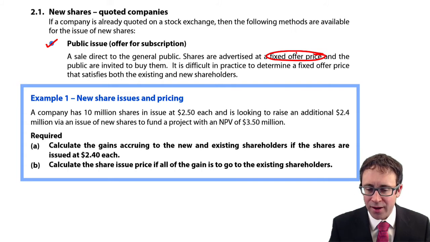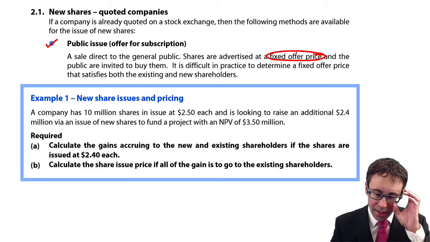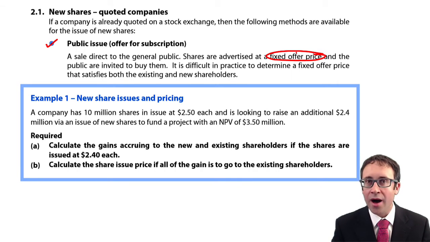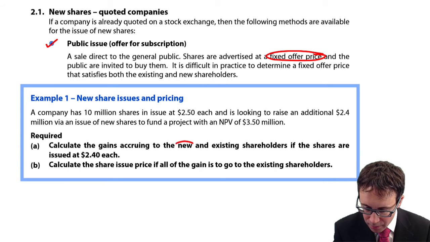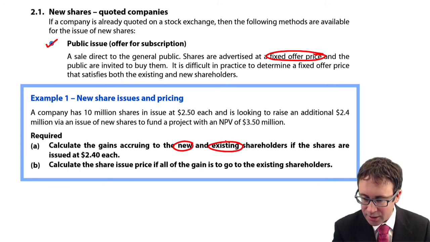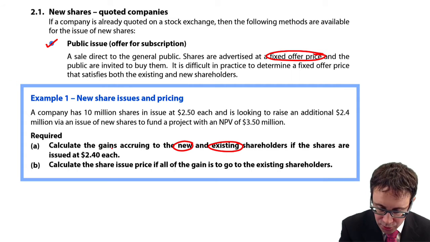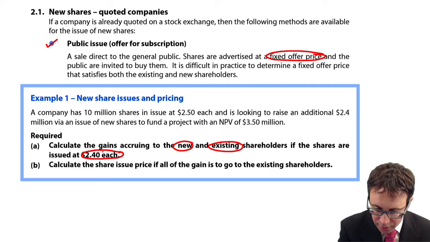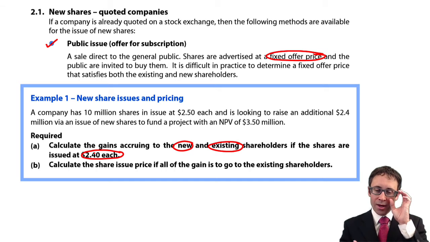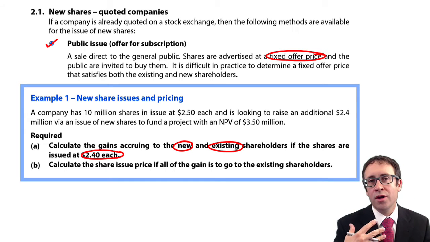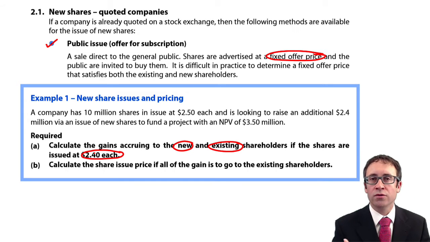So in our example, the new share issues and pricing, part A wants the gains accruing to the new and existing shareholders if the shares are issued at $2.40 each. So in part A, the new shares are going to be issued at $2.40. So that's what the new shareholders will pay. What gain do the new shareholders make, but also what gain do the existing shareholders make?